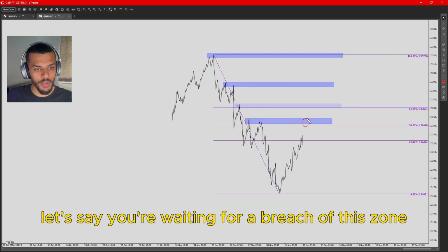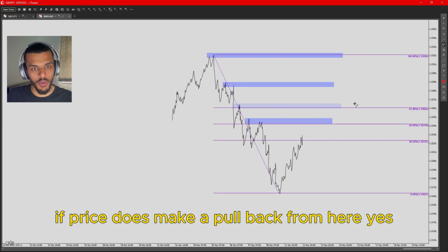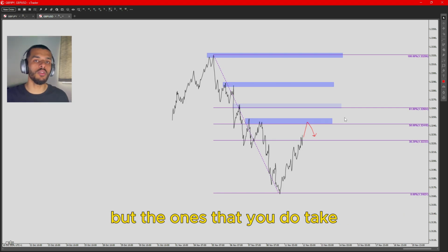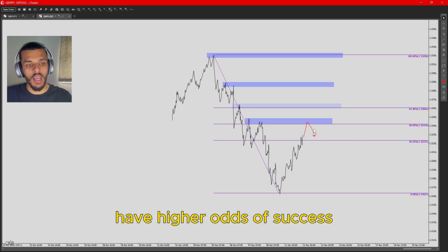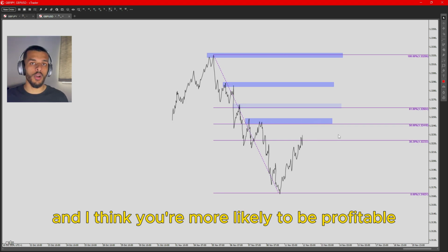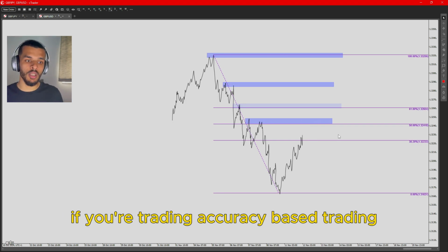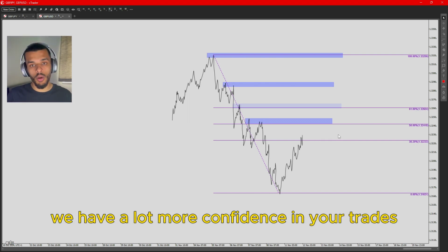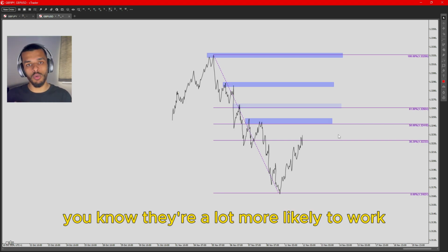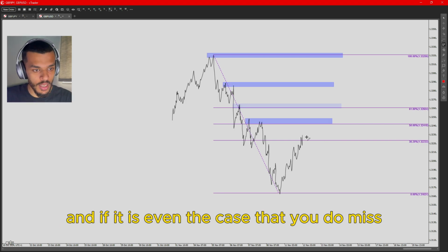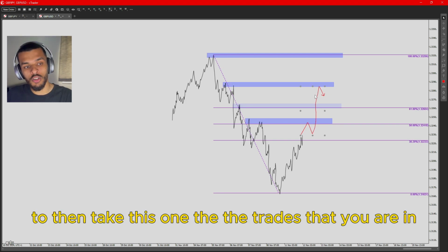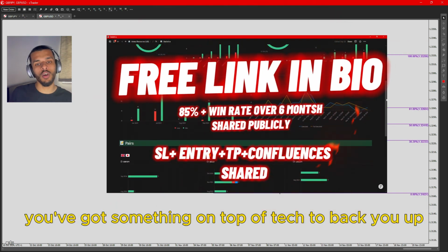Let's say you're waiting for a breach of this zone to take this zone. If price does make a pullback from here, yes, you've missed out on a trade. And by applying this logic, you will miss out on some trades, but the ones that you do take have higher odds of success. And I think you're more likely to be profitable if you're trading accuracy-based trading, because you have a higher win rate. Yes, you might have a lower risk to reward, but you have a lot more confidence in your trades. You know they're a lot more likely to work. And if it is even the case that you do miss, you wait for a breach of this one to then take this one.